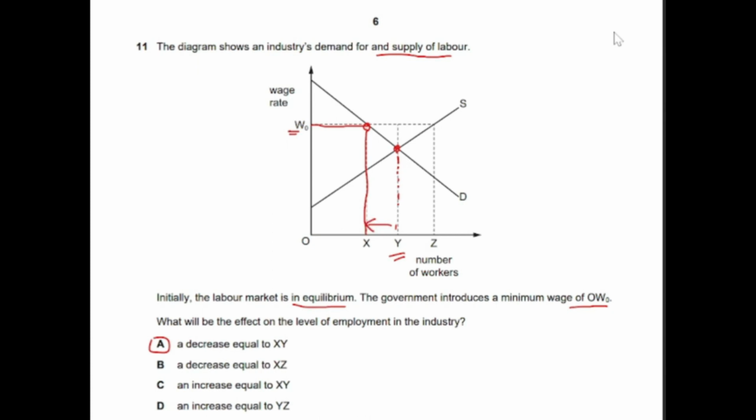However, the examiner sometimes asks about the total unemployment at W naught. When he asks such a question, the answer should be that this much amount of workers will be totally unemployed. This is the total unemployment, or you can draw the perpendicular and say that X to Z are the people that are totally unemployed.